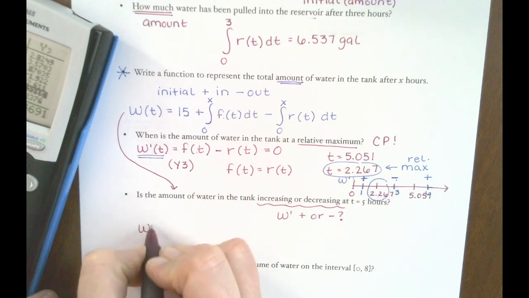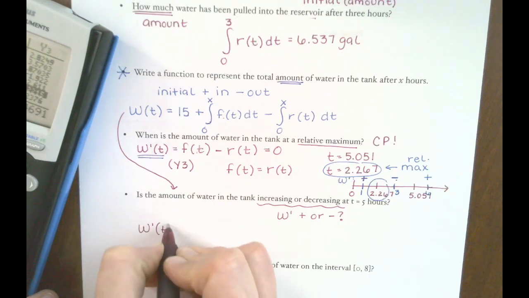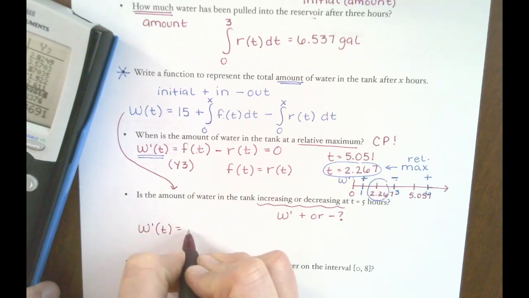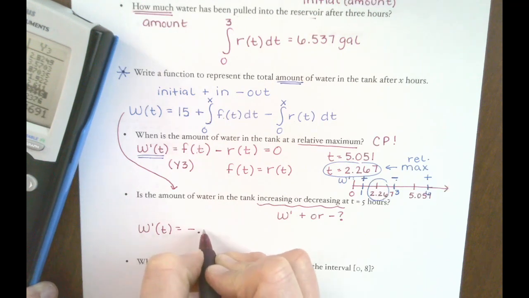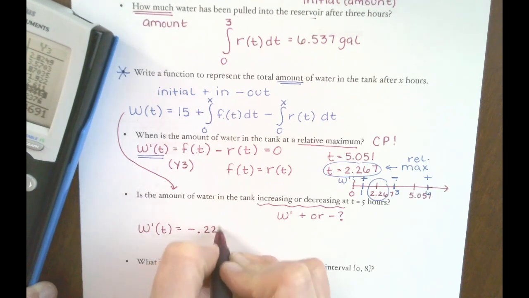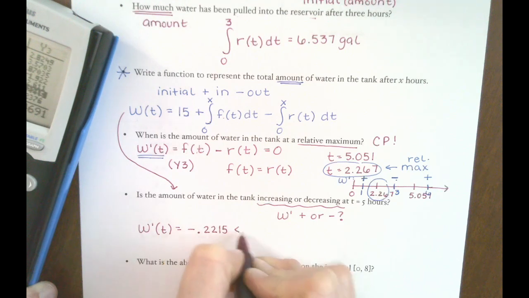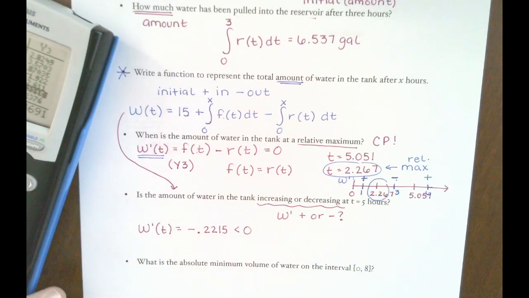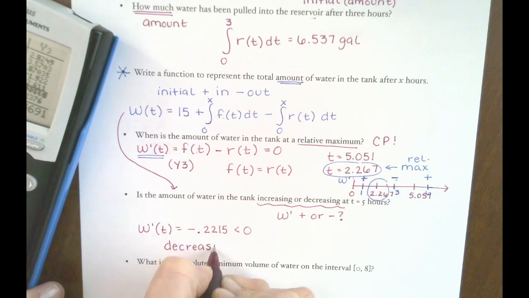So W prime, I'm just writing this so that you have it for reference, is equal to, according to my calculator, negative 0.2215, which is negative. It's less than 0, which means I am decreasing. The amount of water in the tank is decreasing at that time.